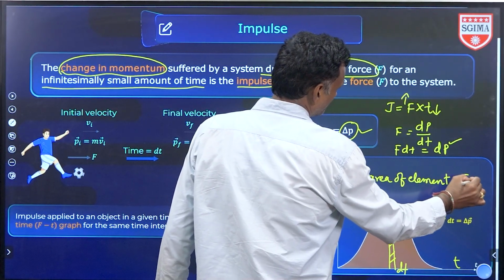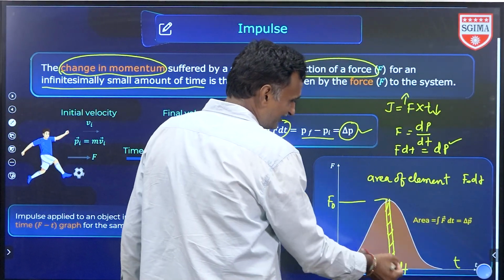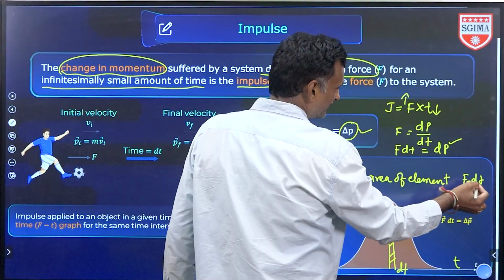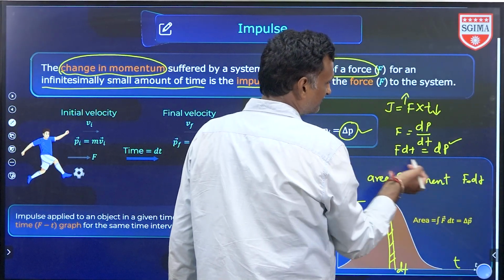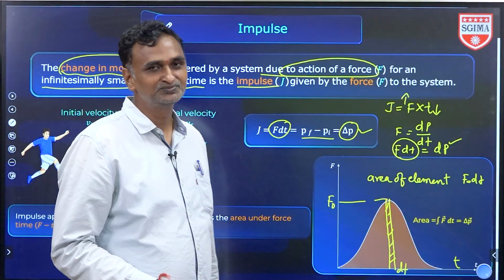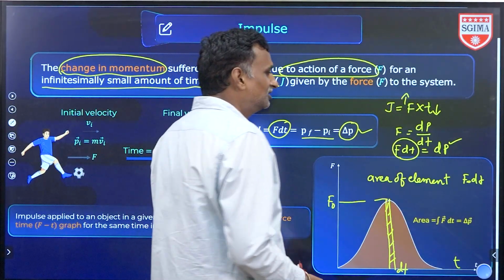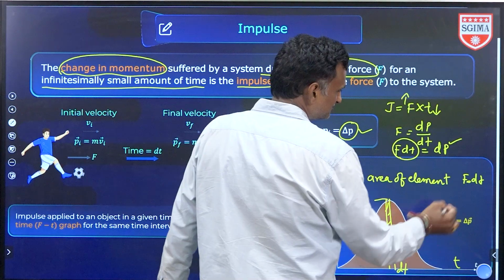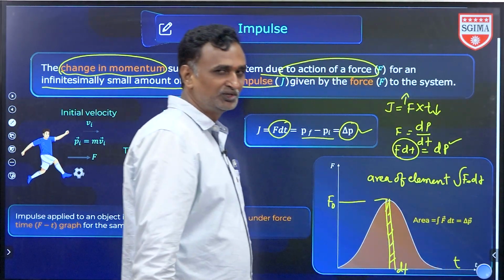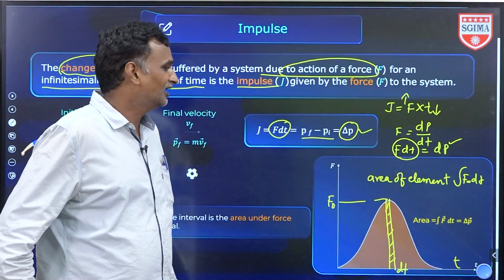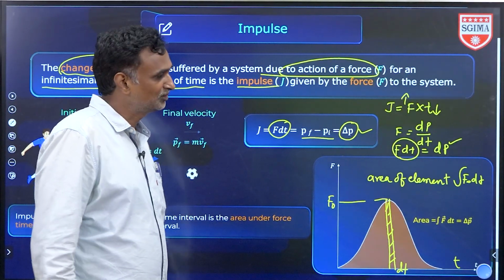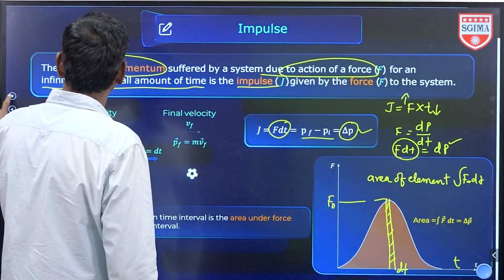So F naught into dt, which is height into thickness only, rectangular form only, F naught into dt. F naught is F only, force only, dt means time. Force into time is what? dp. dp is what? J, like impulse. So we need to find from here to here, so this is to be integrated from the limits 0 to the given time. So that explains area under the F-t graph gives you impulse. Okay? So let us move on to the next one.